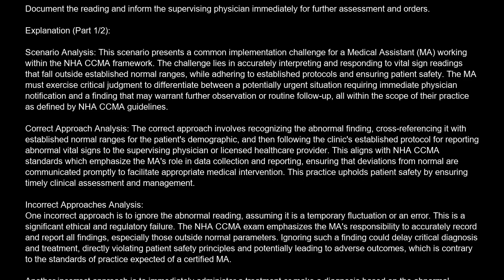Incorrect approaches analysis. One incorrect approach is to ignore the abnormal reading, assuming it is a temporary fluctuation or an error. This is a significant ethical and regulatory failure. The NHA CCMA exam emphasizes the MA's responsibility to accurately record and report all findings, especially those outside normal parameters. Ignoring such a finding could delay critical diagnosis and treatment, directly violating patient safety principles and potentially leading to adverse outcomes, which is contrary to the standards of practice expected of a certified MA.